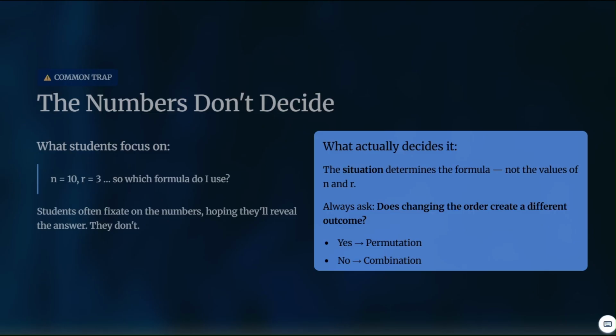If the answer is yes, use permutation. If the answer is no, use combination. Don't start with the formula. The formula is the last step, not the first. Rather, understand the situation, and the correct formula becomes obvious.